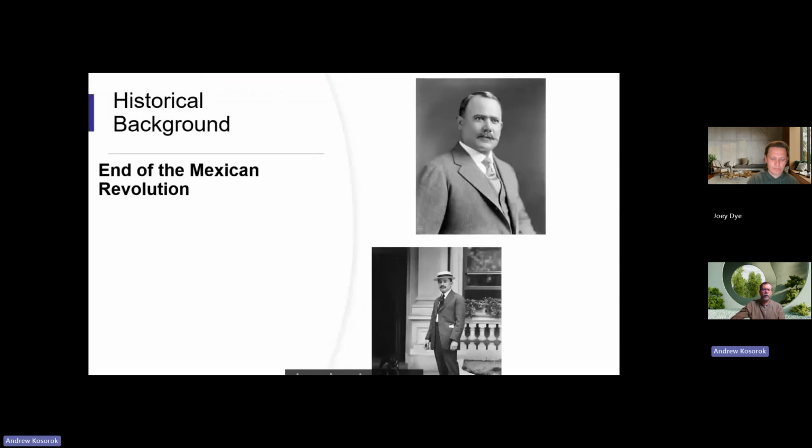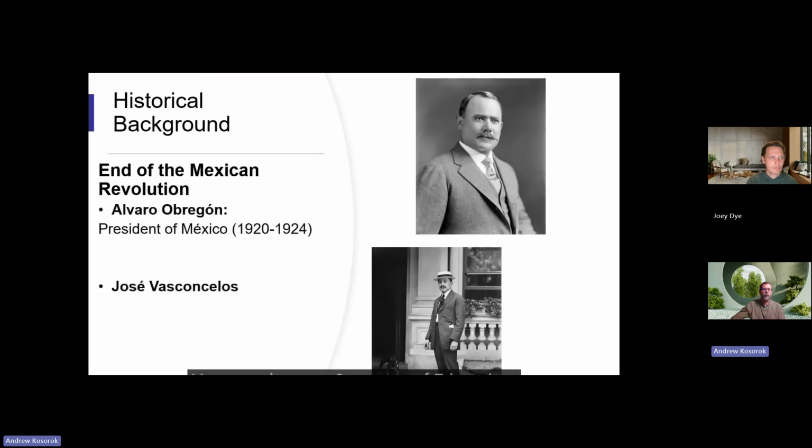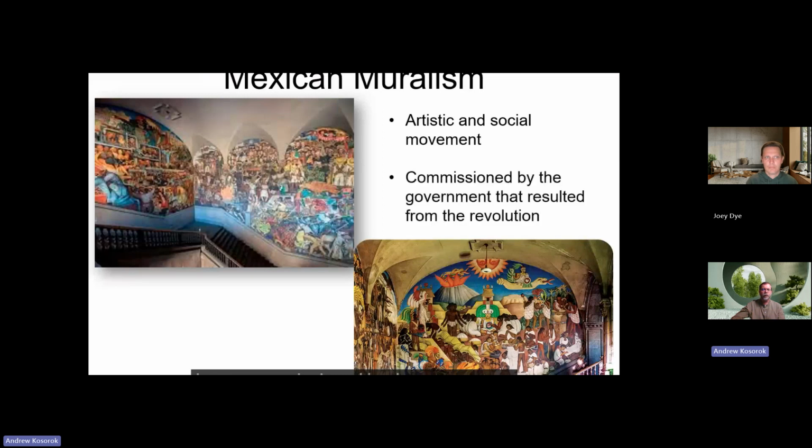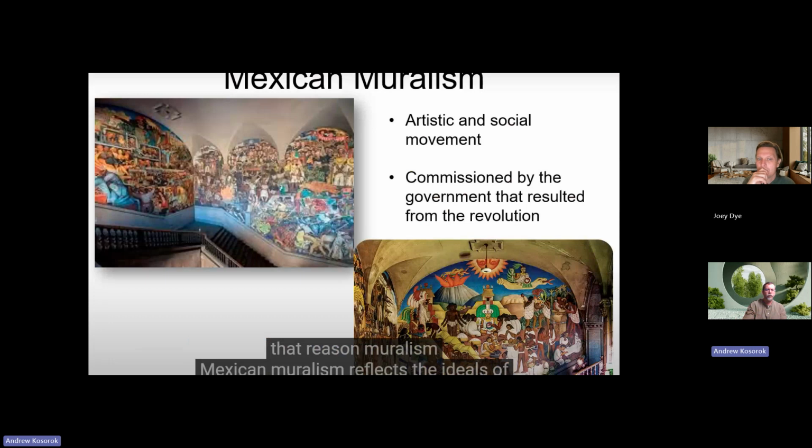Our relevant time begins now, at the end of the Mexican Revolution. The first president after the revolution was Álvaro Obregón, and he put José Vasconcelos as the Secretary of Education. José Vasconcelos was an advocate of education through public art, and he commissioned the creation of paintings on government buildings. That is, he paid painters to paint on the walls of government buildings. Mexican muralism is both an artistic and a social movement, and it was commissioned by the government that resulted from the revolution. For that reason, muralism, Mexican muralism.